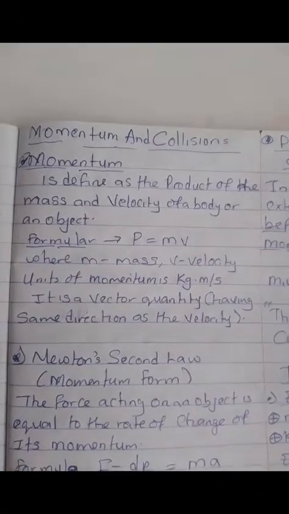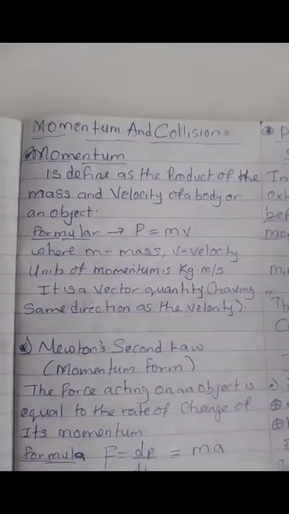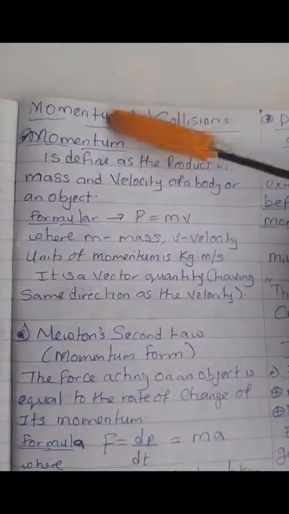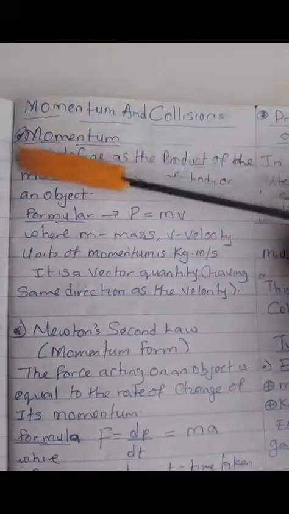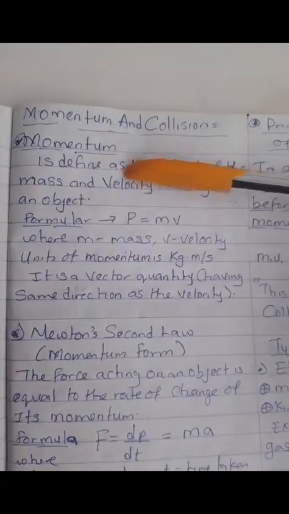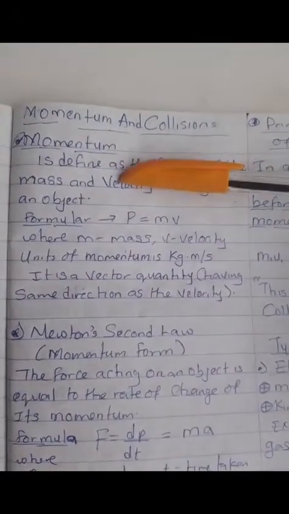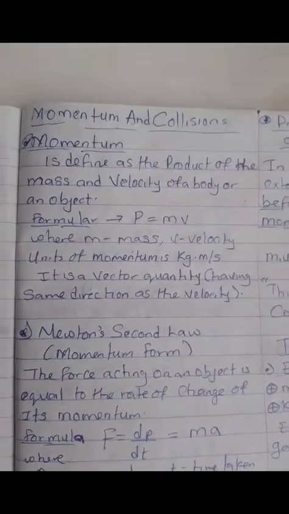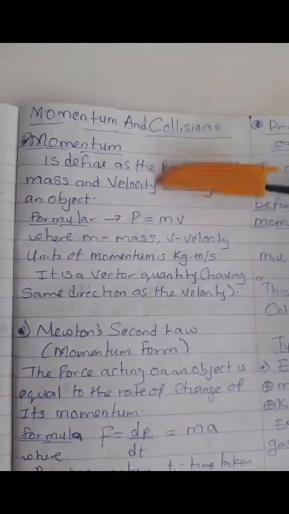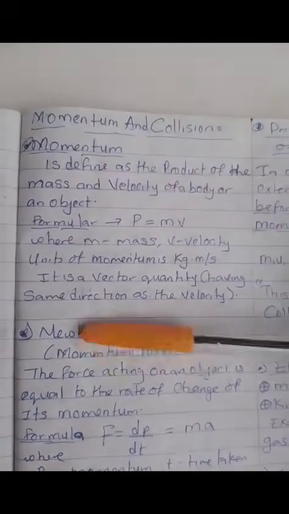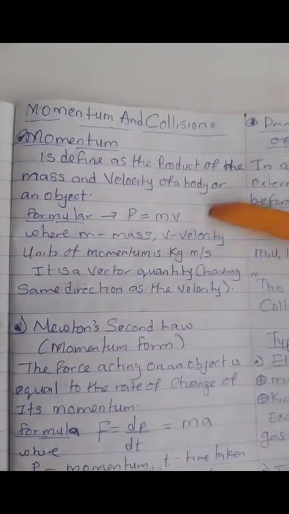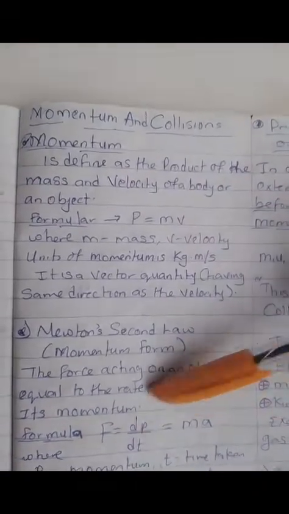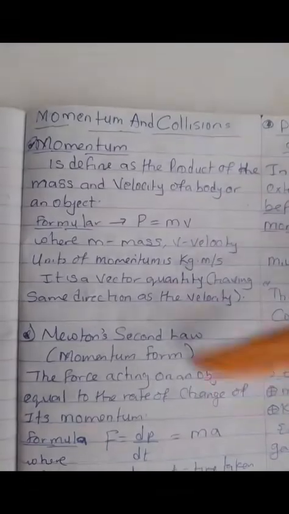Welcome, guys. So today we're talking about momentum and collision. So, what is momentum? Momentum is defined as the product of the mass and the velocity of a body or an object. So it has to do with the multiplication of the mass and the velocity of that body.